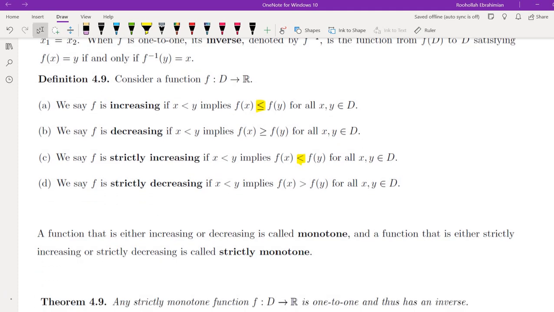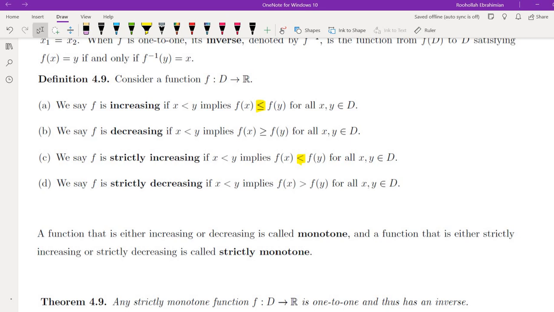These definitions are quite similar to definitions of increasing, decreasing, strictly increasing, and strictly decreasing for sequences. And similar to sequences, if a function is either increasing or decreasing, we say it is monotone. And if it is either strictly increasing or strictly decreasing, we say it is strictly monotone.